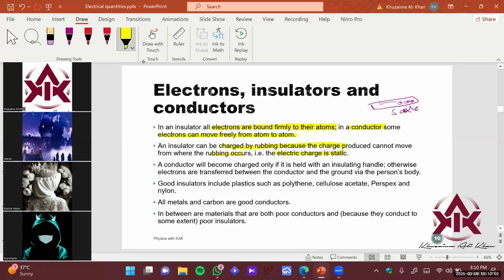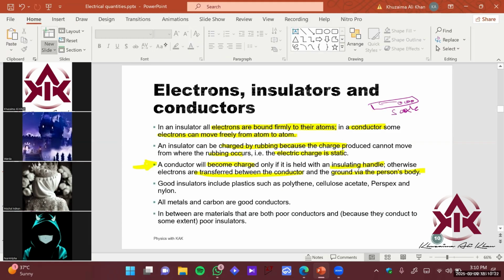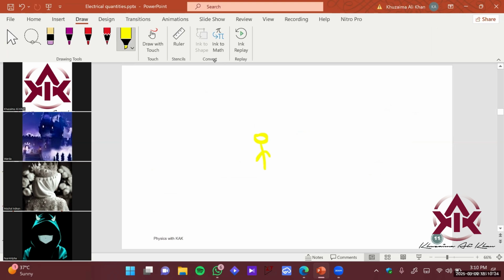So this is very important here. A conductor will become charged only if it is held with an insulating handle, otherwise electrons are transferred between the conductor and the ground via the person's body. What they are saying at this particular point is very important. Let's say you are holding a wire, and this is Earth, and you all know that Earth is a ground, right? You might have seen some wires in your house leading towards earthing. And the voltage of earth is 0 volts.